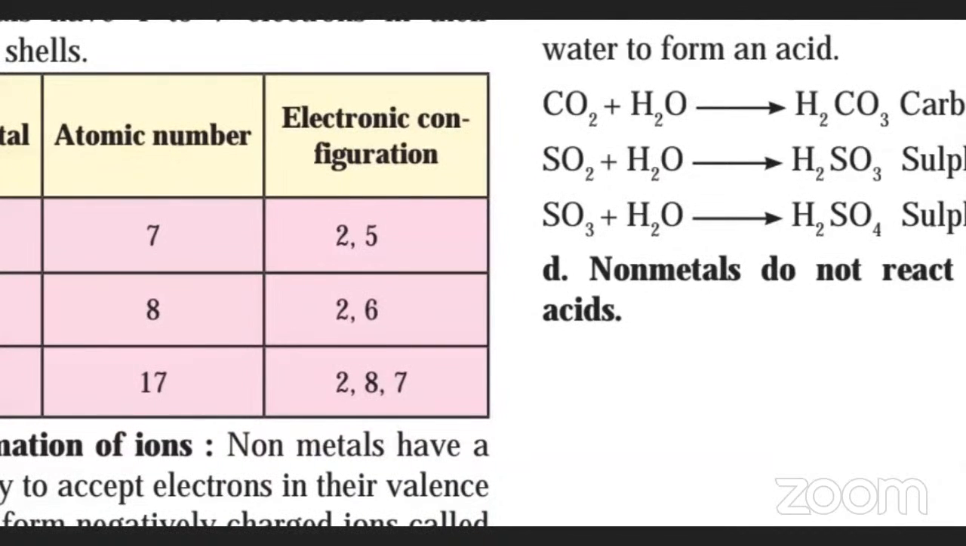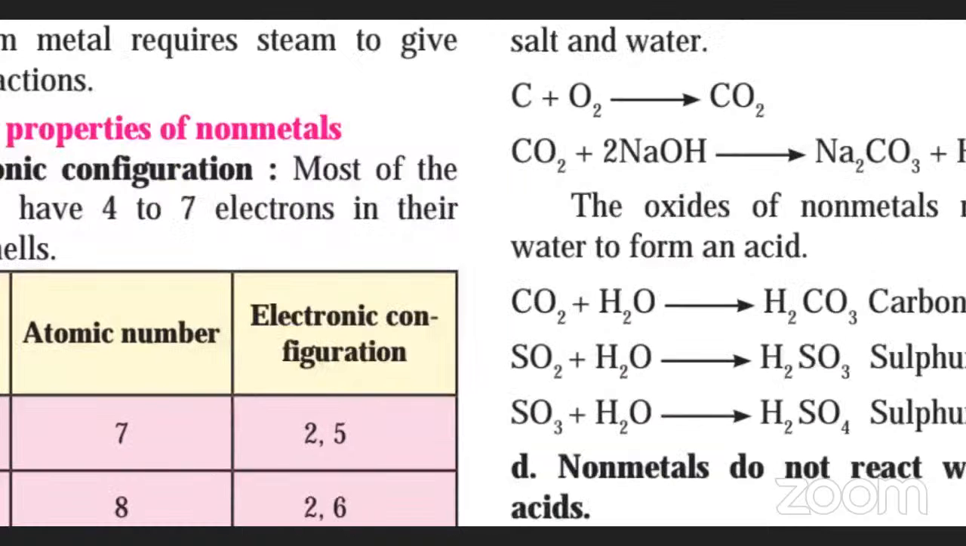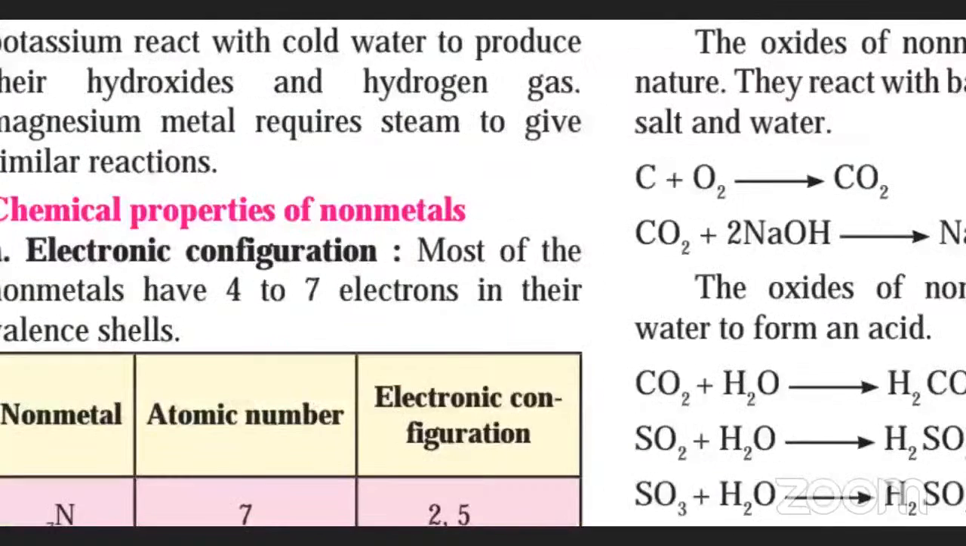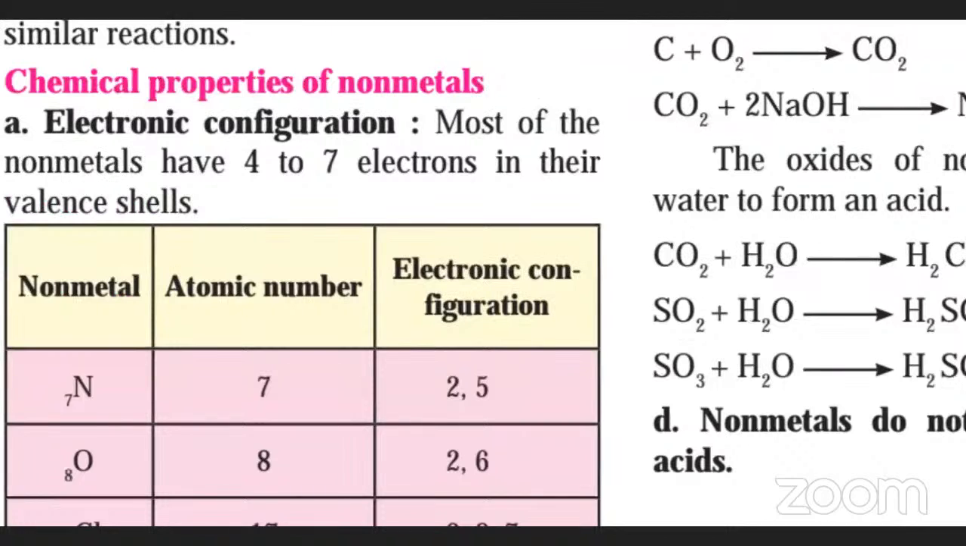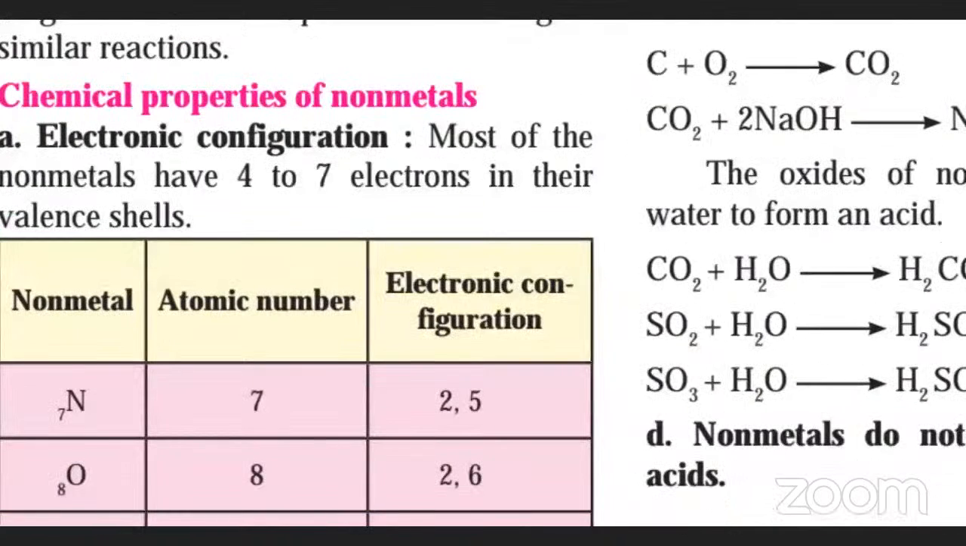2, 8, 7. So according to the Lewis rule, every element combines with another element for formation of compound because it wants to complete its octet. And what do you mean by octet? What is actually octet? Octet means 8. Okay, so there should be 8 electrons in the outermost shell of an element.